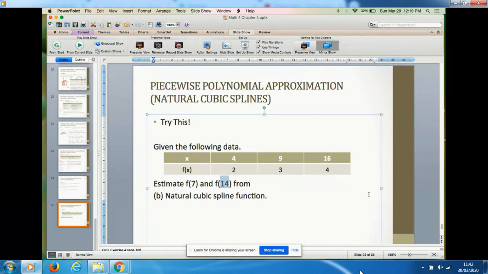So yang ni saya nak you buat dan saya akan buat satu set quiz online. You kena masukkan nilai fx bila x equal to 7 dan juga fx bila x equal to 14 ke dalam jawapan set yang saya bagi tu lah, ataupun dalam soalan online yang saya akan bagi. Okay, so yang ni saya nak test you punya pemahaman.